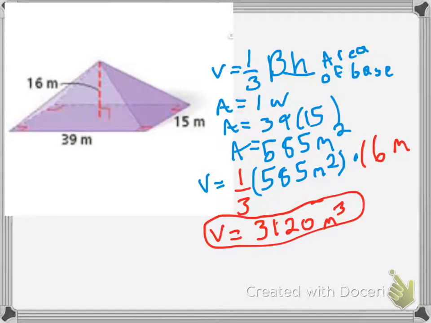Next one's a cone. Volume equals 1/3 big B times H. Big B is area of the base. Area is length times width, 39 times 15 because it's a rectangle. It gives me area is 585 meters squared. Plug that into our volume formula, and we get 3,120 meters cubed.